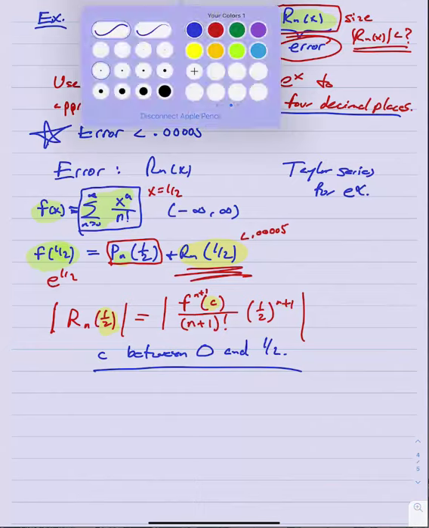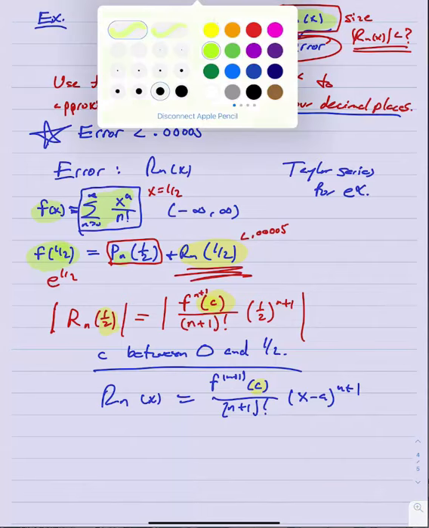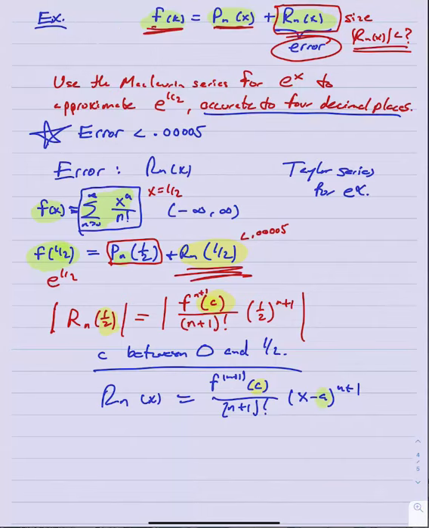Okay, again, just to make sure we're clear on this, we're saying R_n of x is equal to the n plus first derivative at c over n plus 1 factorial times x minus a to the n plus 1. So notice what I've done in red up here. There's my c, which you can see right there. What's the other thing I've done? I've replaced a by 0, because this is a Maclaurin series centered at 0. And then what's the other thing I've done? I've replaced x by 1/2, because we are evaluating this function at 1/2.